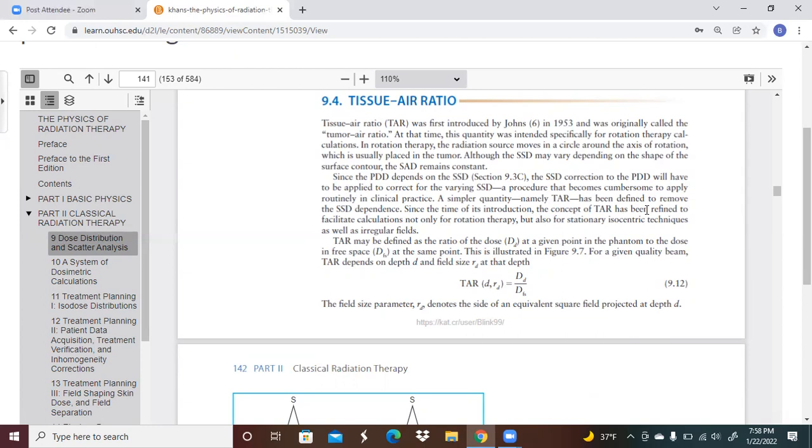So since the time of its introduction, the concept of TAR has been refined to facilitate calculations not only for rotation therapy, but also for stationary isocentric techniques as well as irregular fields. So the TAR is going to depend on your field size and your depth. Again, we're trying to get away from having to have the SSD in there, and this is what's helping to achieve that. So this is the dose at a given point, and this is the dose in free space at whatever that same point happens to be.